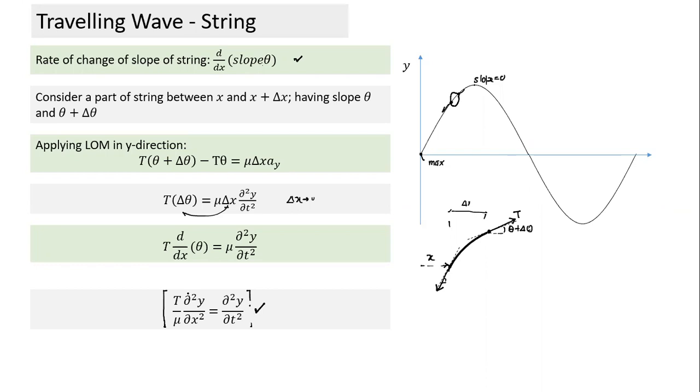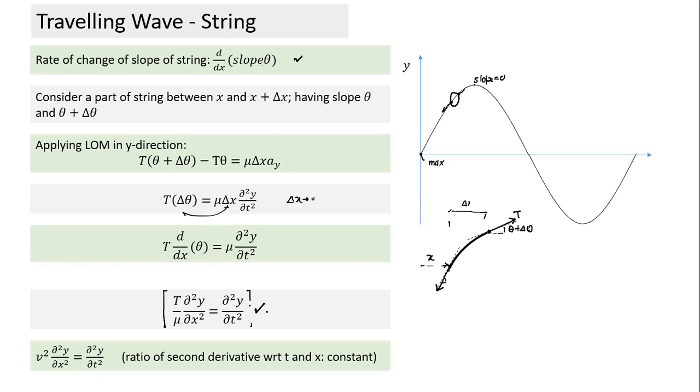What is this? Rate of change of slope. And what is T by mu? We already know that root of T by mu is velocity, and so T by mu is the square of the wave velocity. So the ratio of the second derivative with respect to x and t is constant.